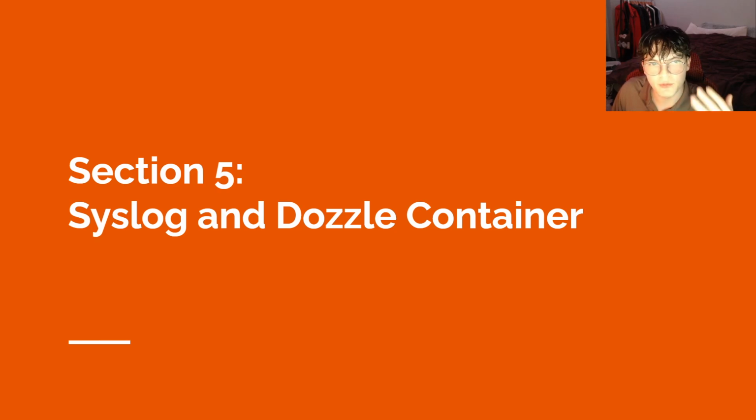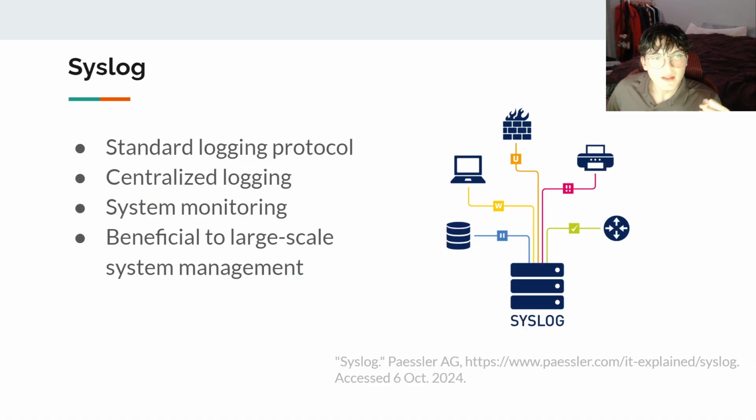In Section 5, we'll delve into the two critical tools for log management: syslog, a standard logging protocol for Unix systems, and Dozzle, a real-time log monitoring tool for Docker containers. The syslog utility is a standard logging protocol used in Unix and Unix-like operating systems. It facilitates centralized logging by collecting log messages from various services and applications, allowing system administrators to monitor system activities and troubleshoot issues effectively.